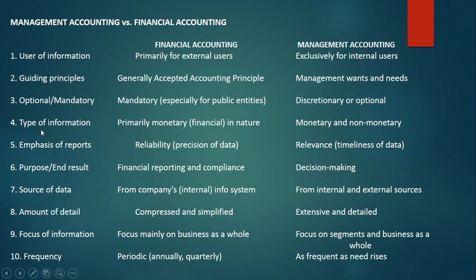Fourth is the type of information. Under financial accounting, it is primarily monetary or financial in nature. Monetary because measurement is only restricted to peso. Under management accounting, monetary and non-monetary. So dito, not necessarily na restricted to pesos only. Aside from monetary, we can also use bases such as physical measurements, such as pounds, tons, gallons, etc. We can also use relationship measurements like ratios and others.